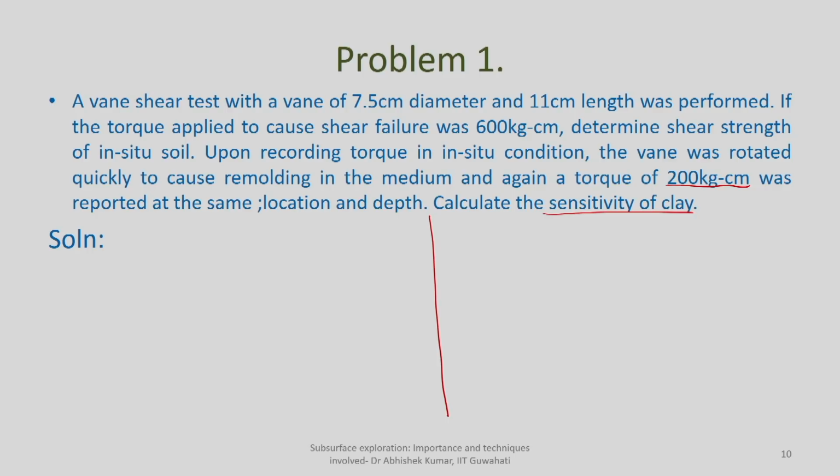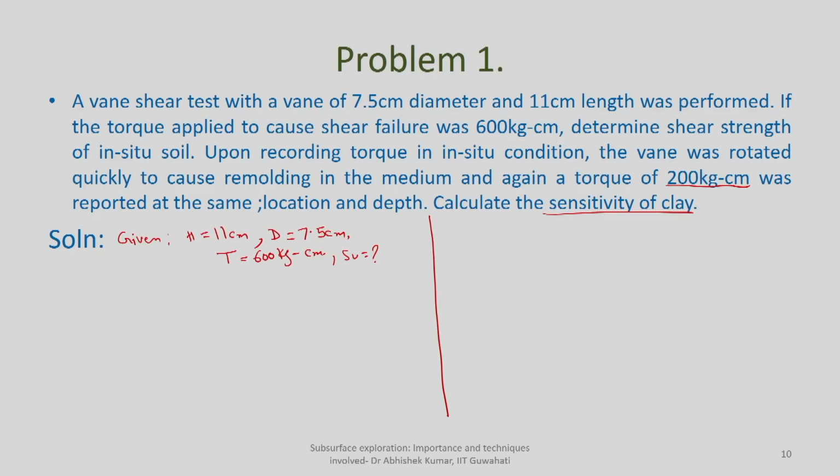So let's list out the parameters given here. You have H, that is 11 centimeter, then you have diameter, that is 7.5 centimeter, then you have torque, that is 600 kg centimeter. So you should be able to determine what should be the value of SU. SU should be how much?